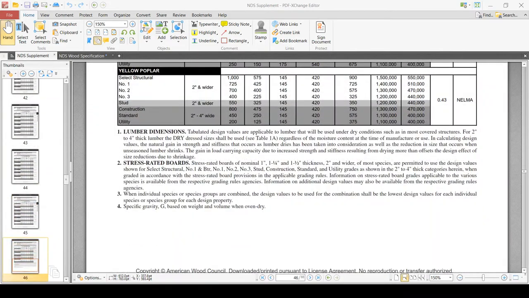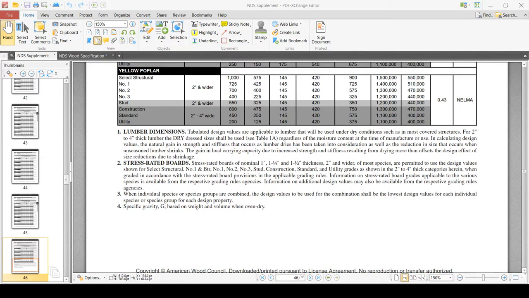There are sometimes important things that are kind of hidden. Well, not really hidden, but you do need to pay special attention to the asterisks in any design specification, and the NDS is no exception here. So it gives you some items here. These are the dry dress sizes, nominal dimensions, some different things for stress-rated boards.